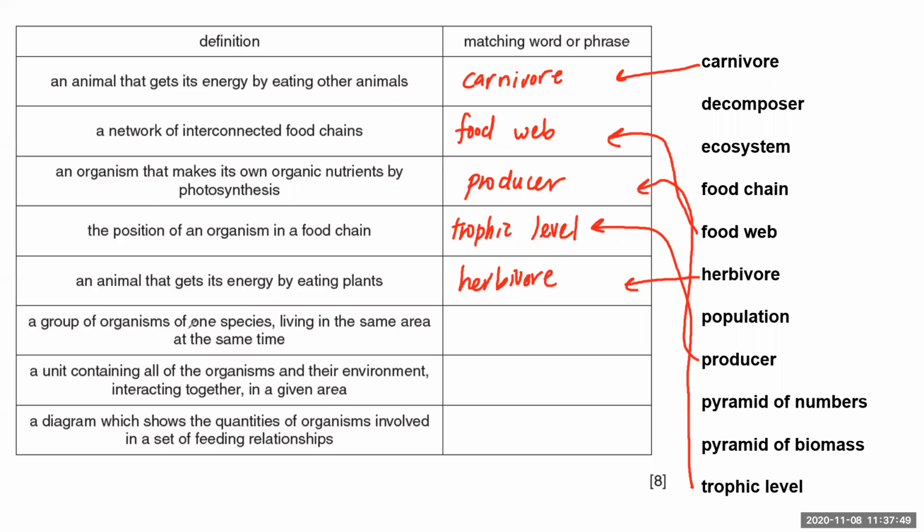A position of an organism in a food chain, that's called their trophic level. An animal that gets its energy by eating plants, it's called a herbivore. A group of organisms of one species living in the same area at the same time, that's called population. A unit containing all the organisms in their environment interacting together, that is called ecosystem.